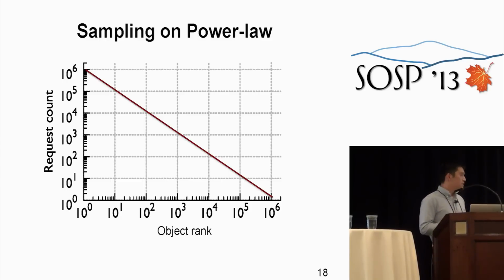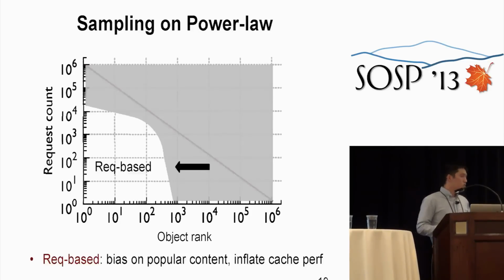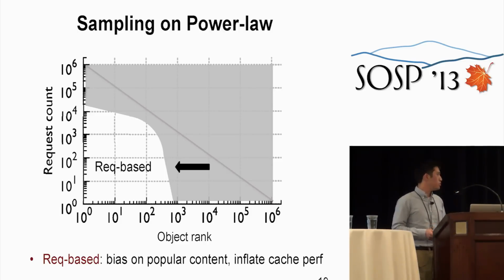So when you're sampling this kind of workload, doing request-based, you're very likely to miss unpopular objects because you just get access so few times. And statistically, you can miss them. In that case, you're going to generate workload with bias to popular content. And using that workload to evaluate the cache performance, you're going to inflate the cache hit ratio, which is not good.